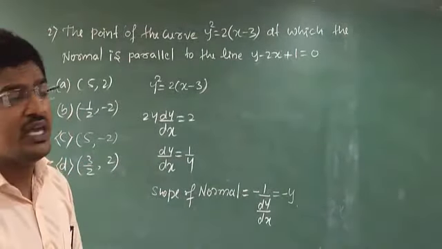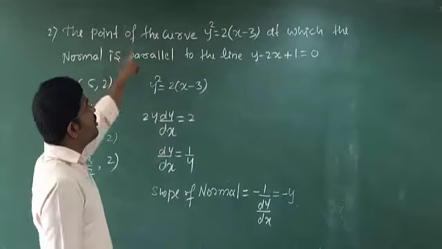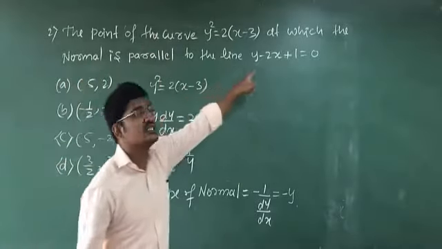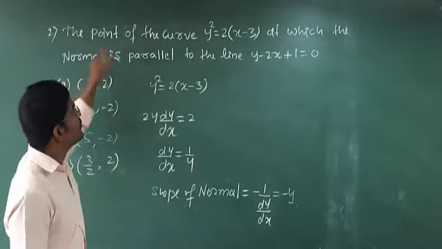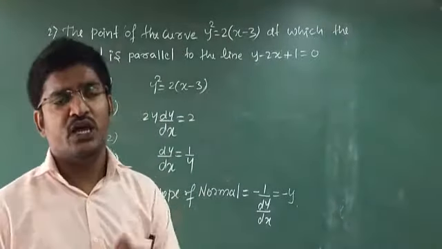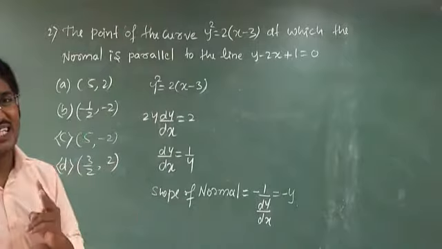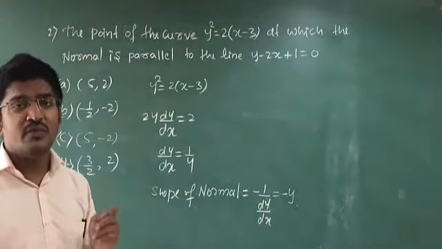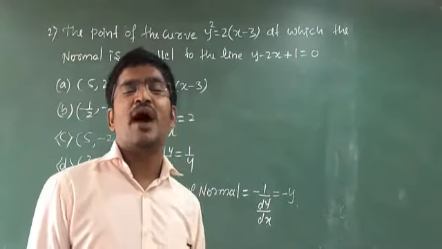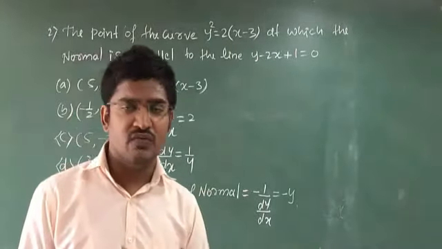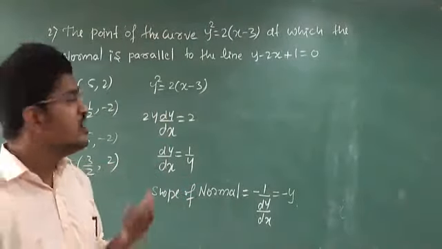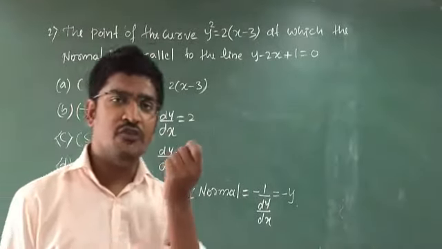Once again, listen to me carefully. The point on the curve you are finding is where the normal is parallel to this line. The normal of this curve is parallel to y minus 2x plus 1 equal to 0. Clear? As you all know, from the properties of straight lines, if two lines are parallel, their slopes are equal. So using that condition, first we should find the slope of normal.